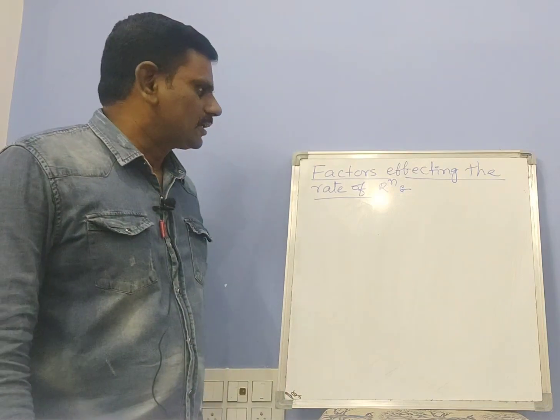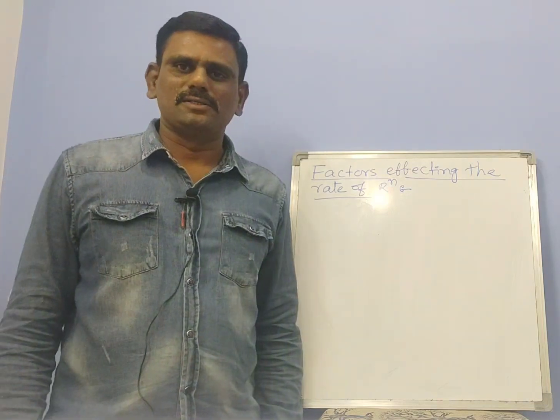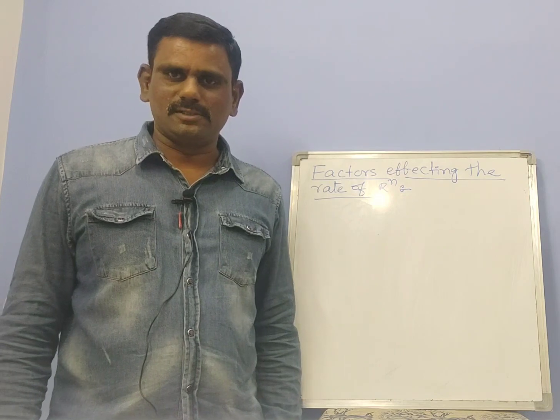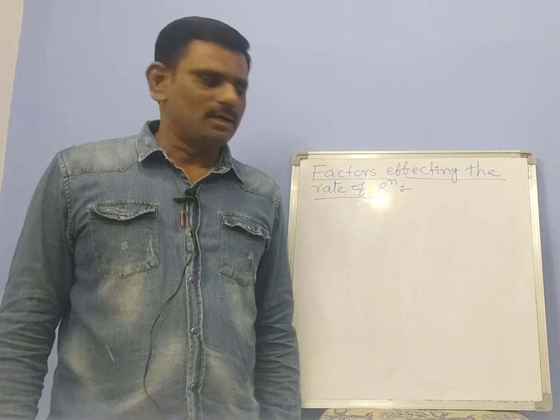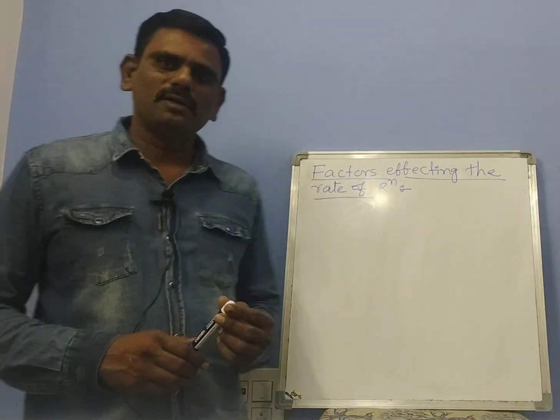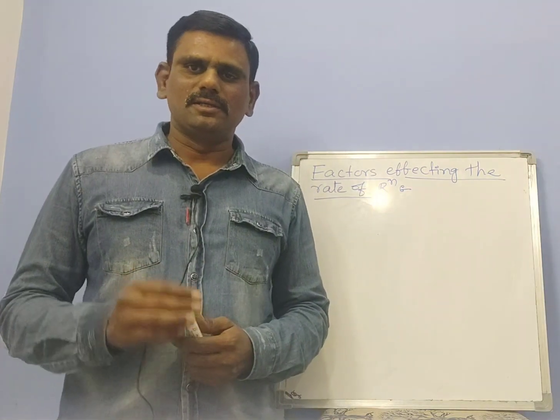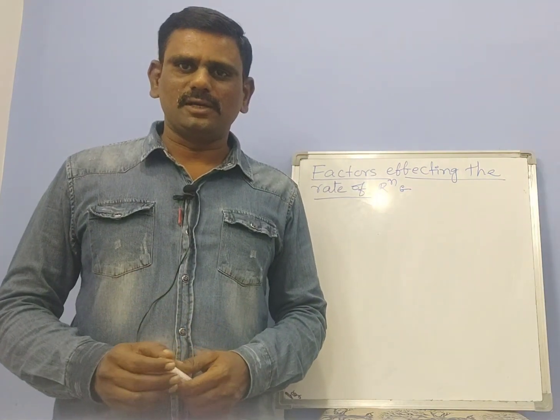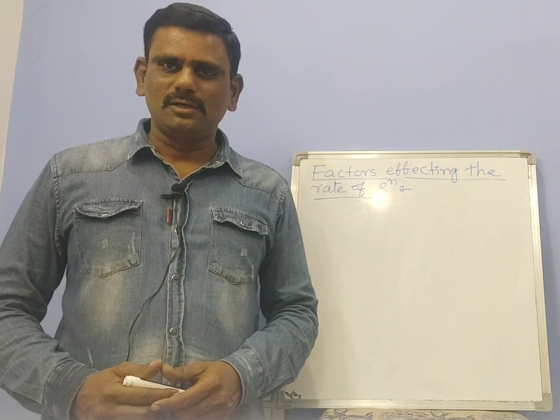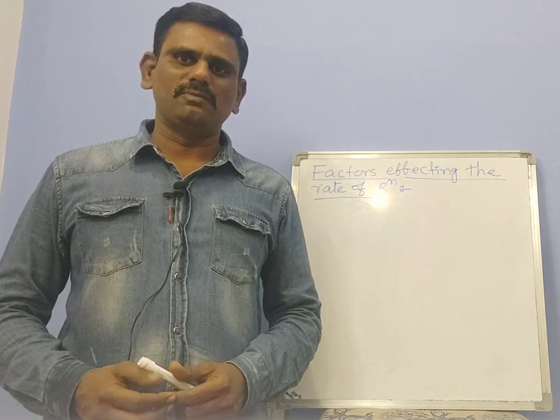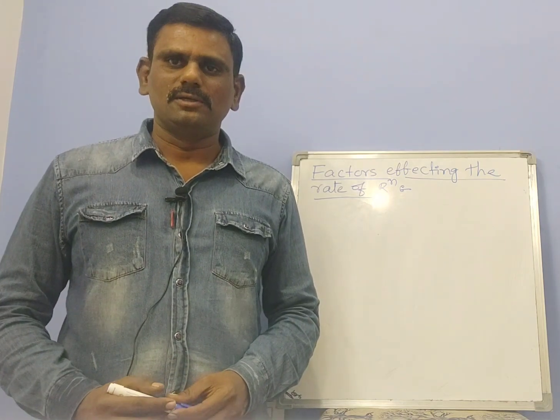Now, factors affecting the rate of reaction. It is from the chemical kinetics chapter. Rate of reaction means what? Rate of reaction is defined as the decrease in the concentration of reactants with time change, or the increase in the concentration of products with time change.